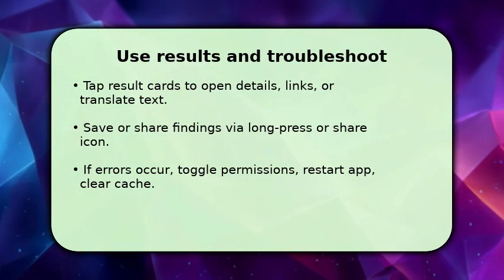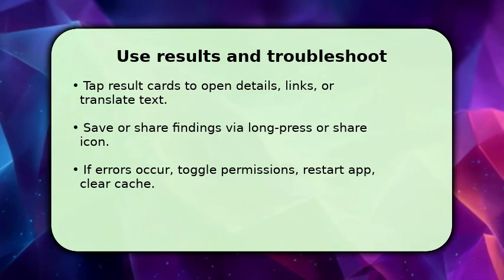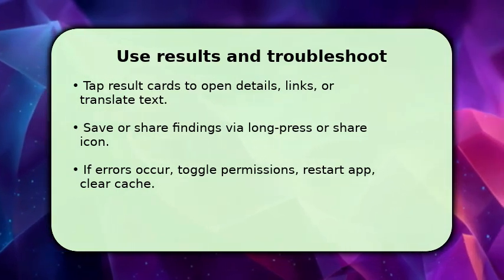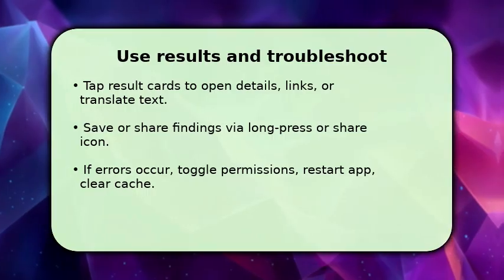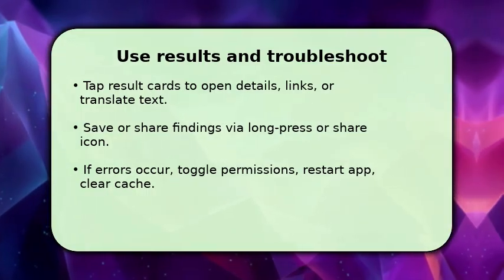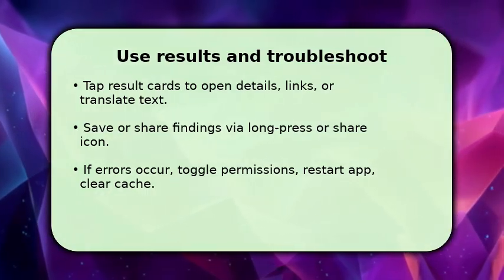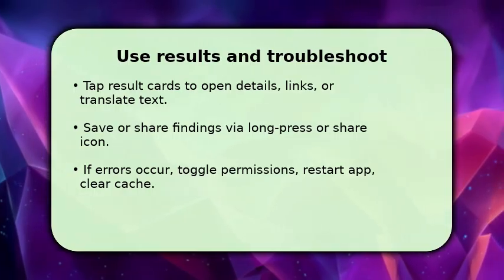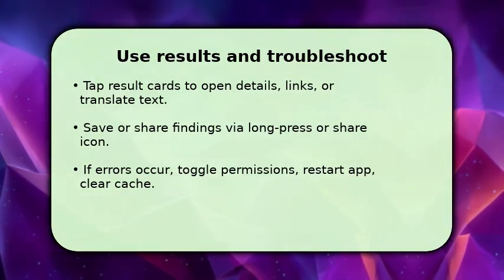You'll review the result cards. Tap a card to open product pages, translation details, or web sources, and use long press to save or share. If the result isn't useful, make a new capture with better lighting or a tighter circle. Sometimes toggling the mode yields different matches.